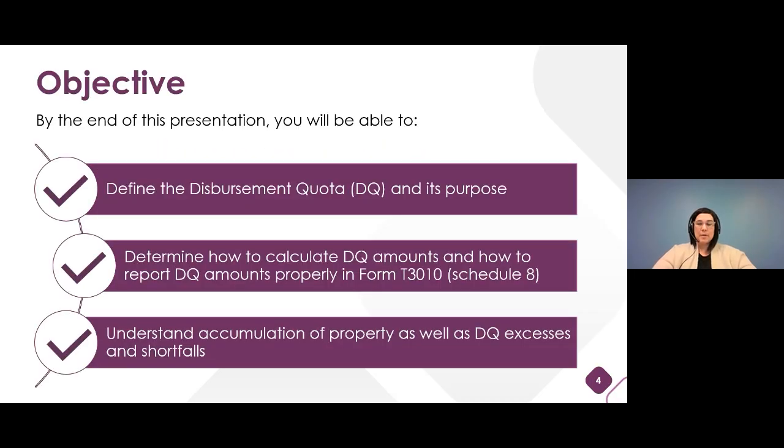By the end of today's presentation, you will be able to define the disbursement quota, also known as the DQ, and its purpose, determine how to calculate DQ amounts and how to report DQ amounts properly in Form T3010, Schedule 8, understand accumulation of property, as well as DQ excesses and shortfalls. Throughout the presentation, we'll be going over some examples. You should note that these examples are fictitious and used only to illustrate the concepts we're discussing.